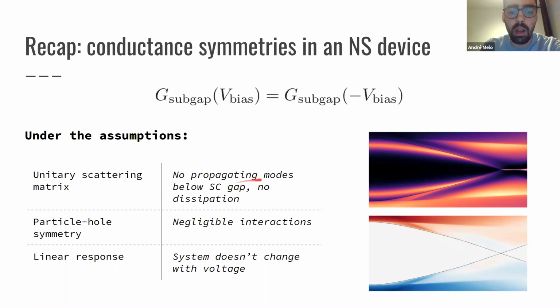The other thing is that we cannot have dissipation, for example, coupling to some fermionic bath, some gapless normal region or something like that. So we have to have a dissipationless system. That's one assumption. The second assumption is perhaps the weakest assumption of this set: that we have particle-hole symmetry.